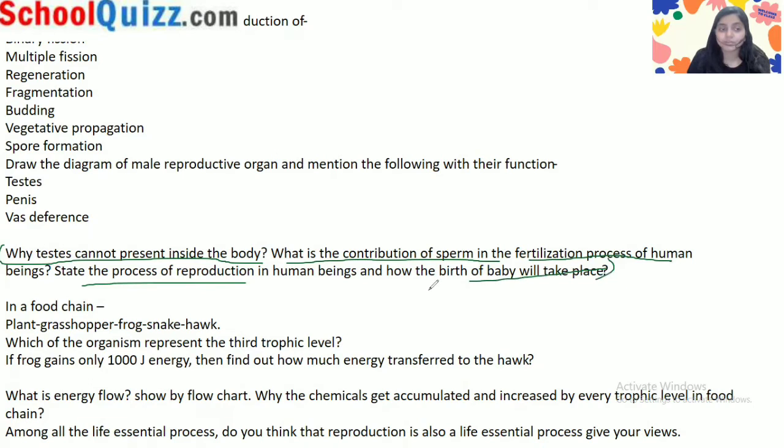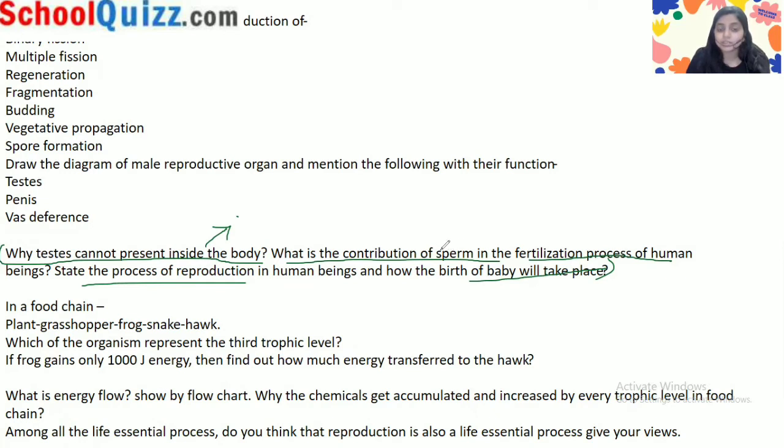So there are a lot of questions in the whole question, right? Firstly, you have to tell why the testes cannot be present inside the body. This is because of sperm formation, because the sperm cannot be formed inside the body. Why? Because sperm requires a lower temperature than the normal temperature of the body, right?